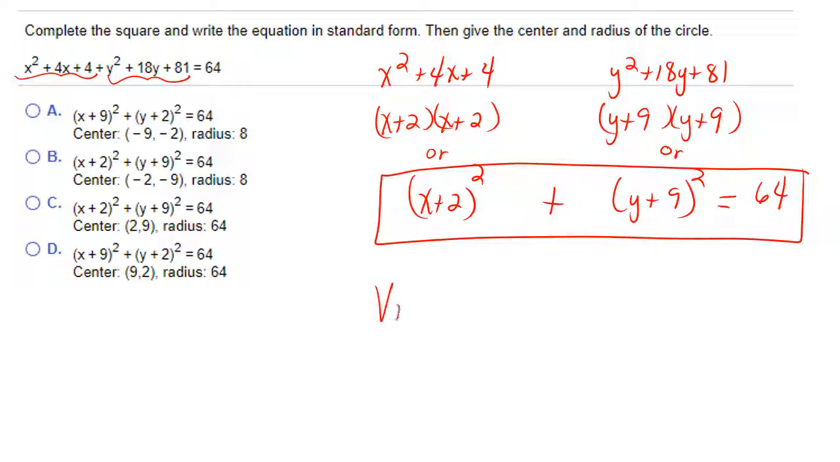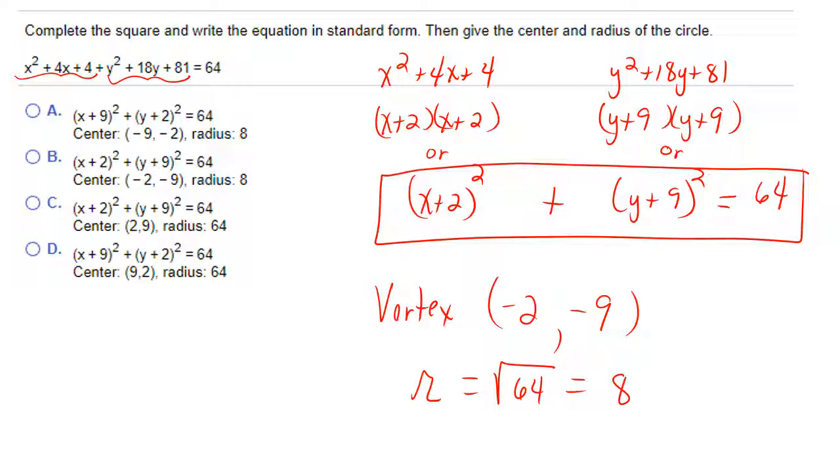Now the vertex, remember, we must change the signs from the standard equation, so that'd be a -2, -9, and then the radius is the square root of the 64, which is the 8. So the correct answer from me would be B. Good luck on your test.